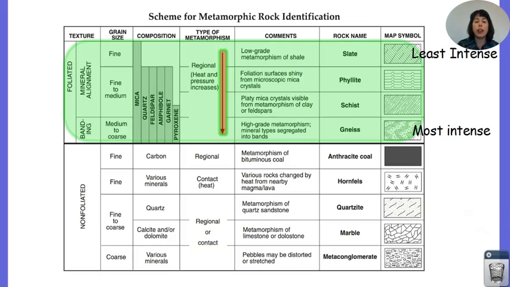So if we look right here, we can see at the top that we have regional located here. And as we go from the top to the bottom, we have least intense metamorphism to the most intense right here. So slate is not as metamorphized as much as gneiss. That's why gneiss not only has foliation with the banding that we saw earlier. We can also see regional metamorphism at the bottom with some of our non-foliated rocks.